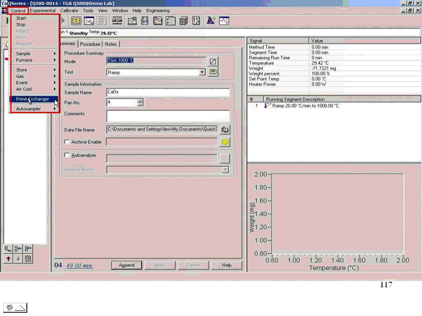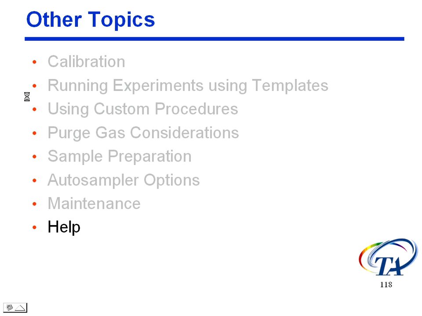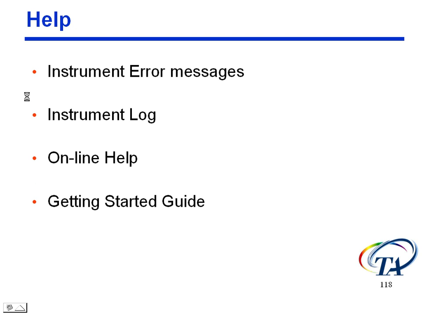Help pages. Now there's different help that we're going to talk about: instrument error messages, the instrument log, online help, the getting started guide, and then we'll talk about some phone numbers that you can call for help.